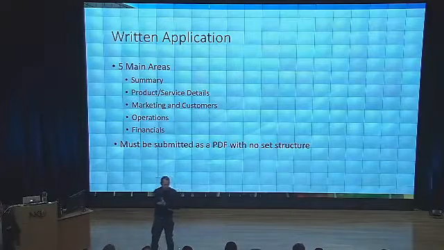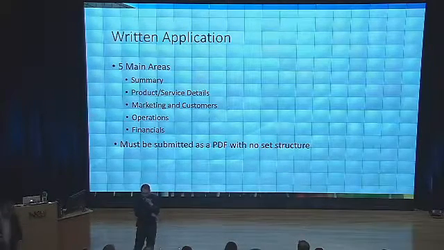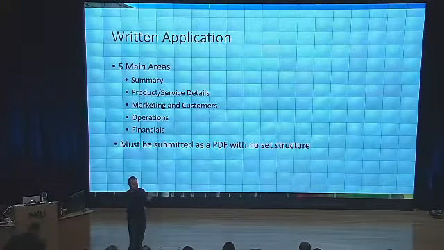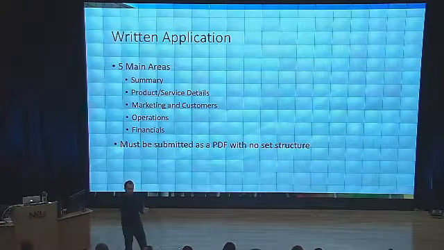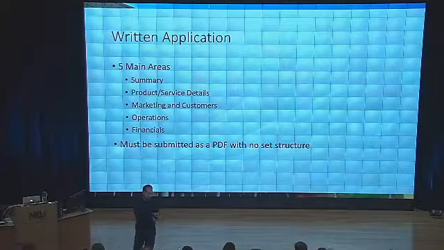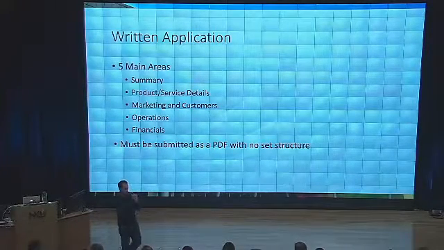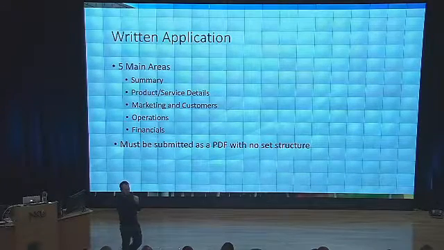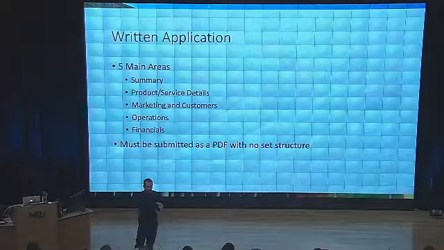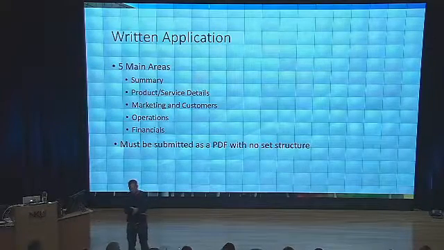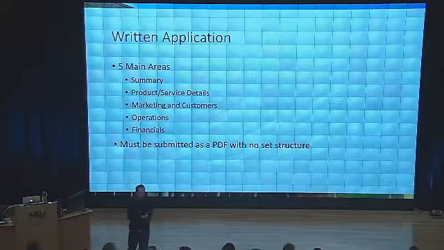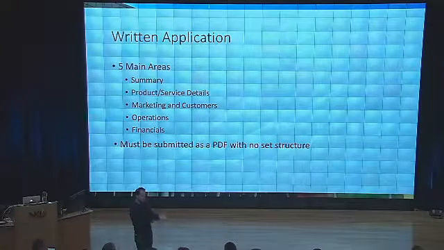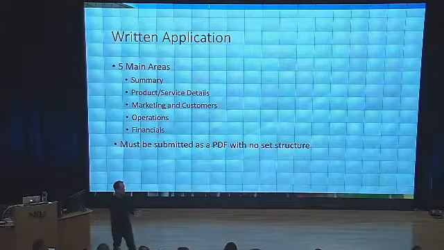So the written application is graded in five main areas, and this helps you structure it because there's no template, but there are elements that you need to capture. The way it lays out is summary, product service details, marketing and customers, operations, and financials. This must be submitted as a PDF, but there's no set structure. Creativity is obviously encouraged, but make sure the student finds it functional and useful, because that's what it's for. It's for them to execute a business.